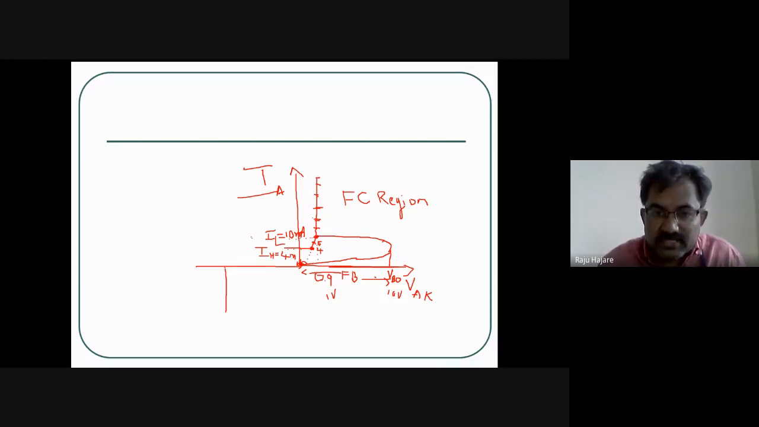From this zero instant, you are applying a negative battery voltage across the SCR. What happens to the SCR state? What is the state of the SCR? Abhishek Gowda?